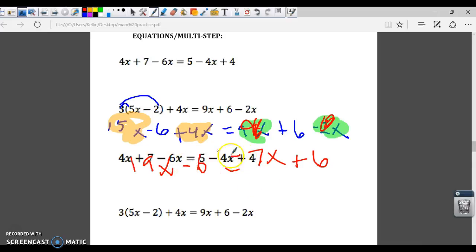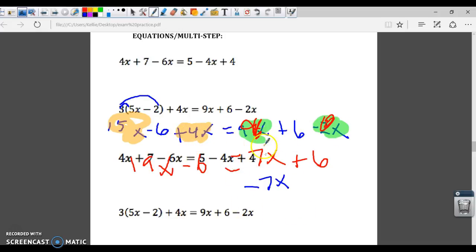But see, now I have x's still on the opposite side, so one of them's got to move over. Okay? So what I'm going to do is I will move the 7. See how that's a positive 7? So now I'm going to subtract 7. The thing is, if you're moving over to the other side, that's when you have to add or subtract. If they're on the same side, you combine them. If you got to move it over, you have to do the opposite of what you see.